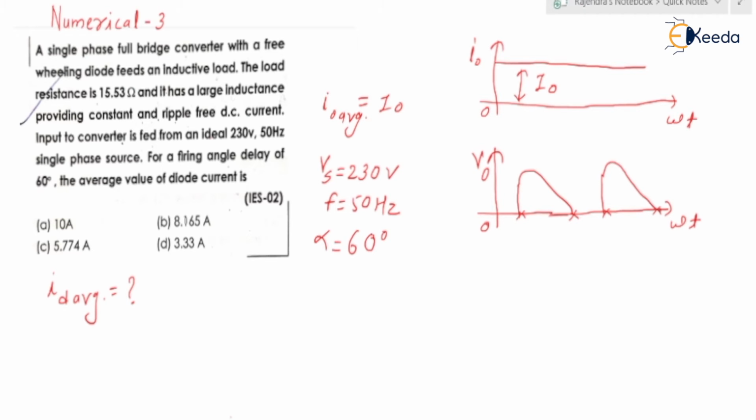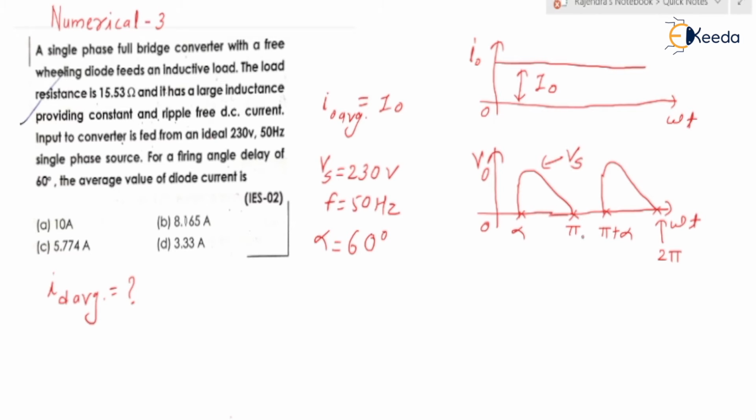From omega t equal to alpha to pi, the thyristors T1 and T2 will be in the conduction mode, so V0 is the same as the supply voltage from alpha to pi. This one is pi plus alpha and here we have 2 pi. From alpha to pi, thyristors T1 and T2 will be in the on state, and at that time the freewheeling diode will be in the off state.